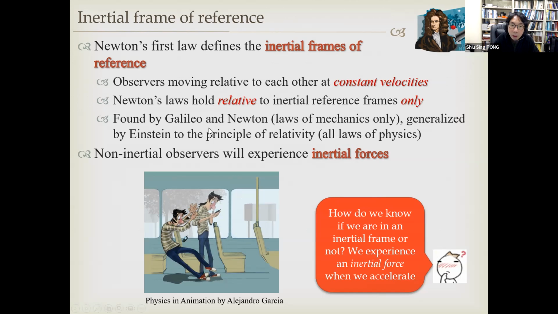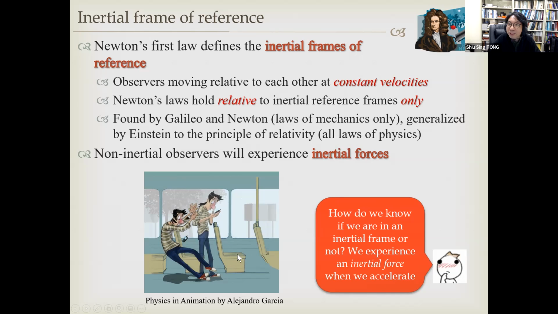Now, this law was founded by Newton and Galileo for the laws of mechanics in the 17th century, but later, in the early 20th century, it was generalized by Einstein to formulate the principle of relativity. Einstein actually extended this law to all laws of physics. Einstein thought that inertial observers can describe all laws of physics.